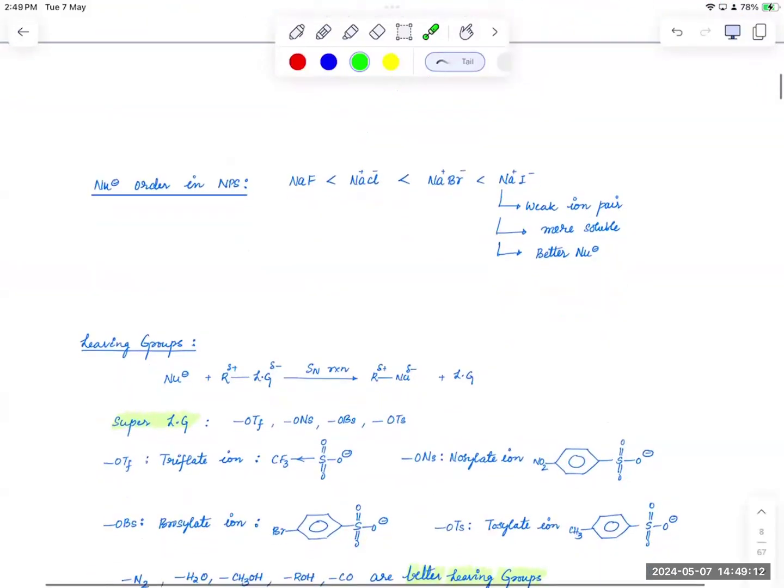While nucleophilicity in non-polar solvent, if you go down the group, NaF, NaCl, NaBr, and NaI, I would say NaI again will have less ionic character as compared to that of NaF. So NaF will be showing a weak ion pair and it is more soluble and it's a better nucleophile. Okay, everyone clear on that?